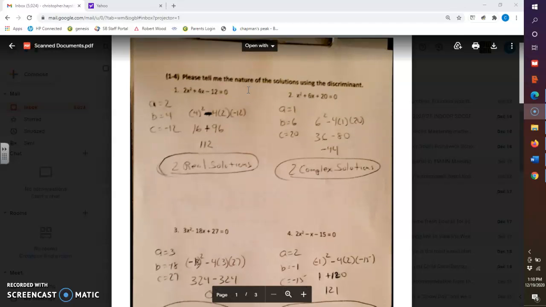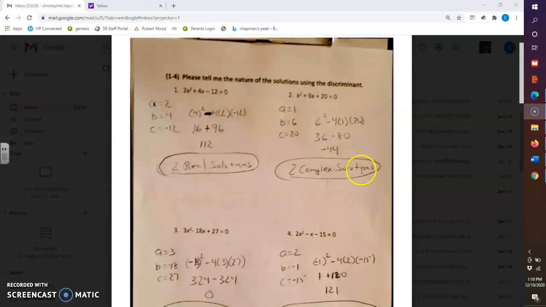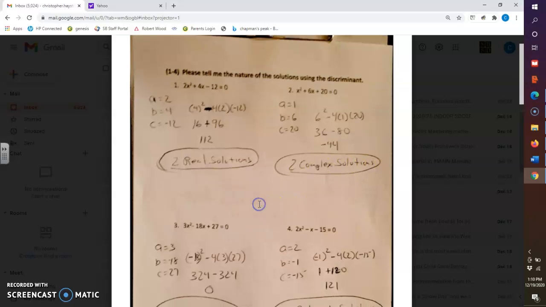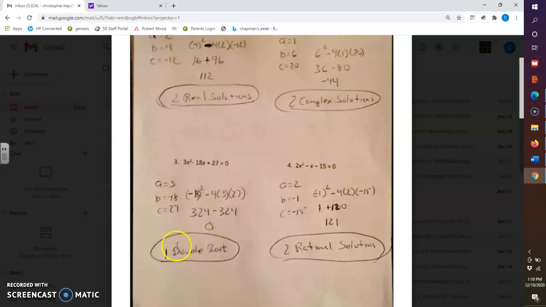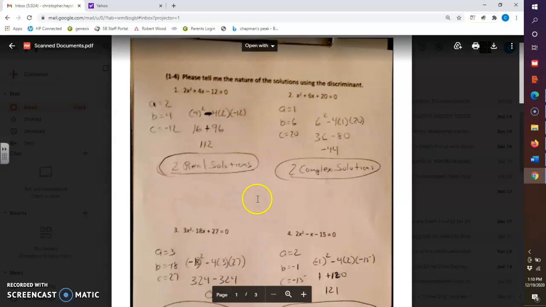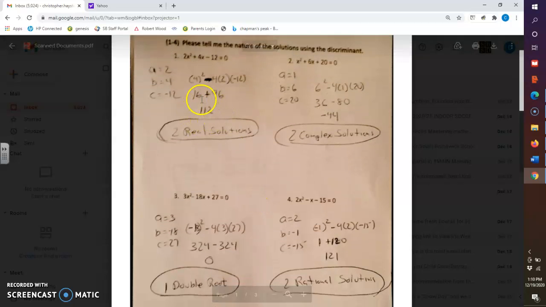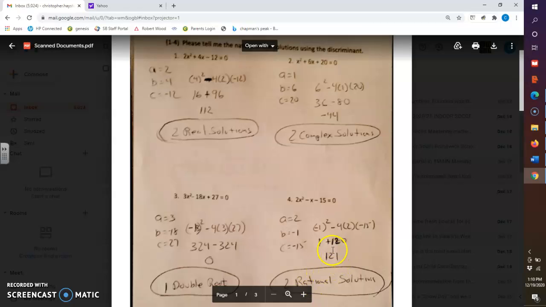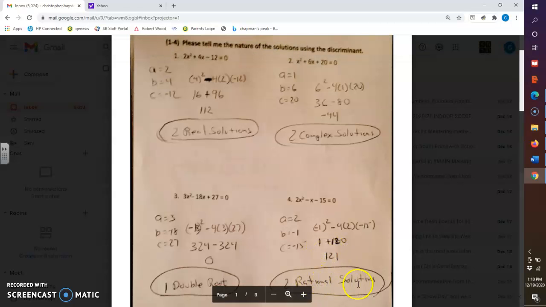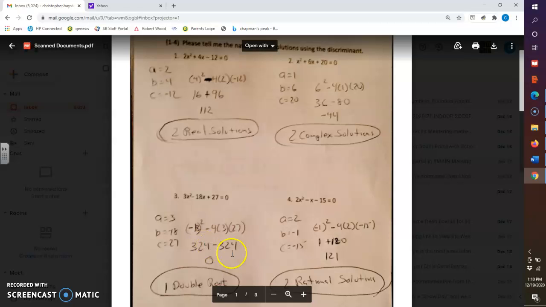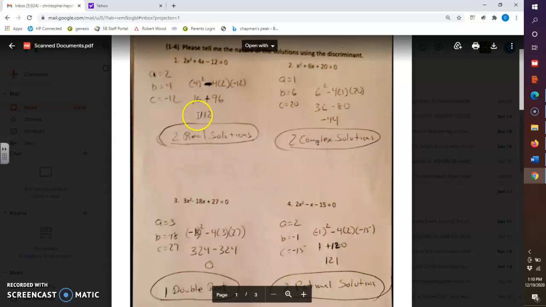Remember, if the number is lower than 0, less than 0, it is negative. It's automatically two complex solutions no matter what. If the number is 0, it's one double root. If the number is positive, but it's not a perfect square, if it can be simplified, that's fine. Even if it can be simplified, it's not a perfect square. It's two real solutions. Only when we have a perfect square do we get two rational solutions. So these are the four types of answers I can get.